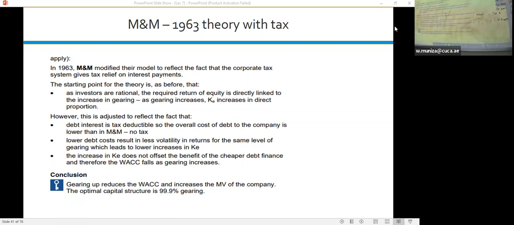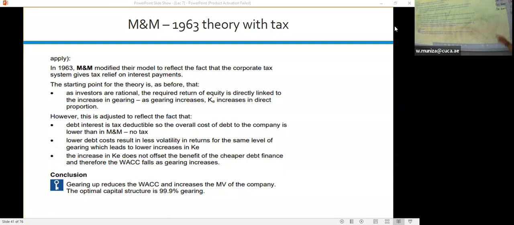Gearing up reduces the WACC and increases the market value of the company. The optimal capital structure is 99.9% gearing. Got it? So students, what has been the conclusion for the traditional view? What did they say in the traditional view? What has been the conclusion for WACC? The first one, so traditional. What has been the traditional view? The cost of gearing and cost of capital remain the same.